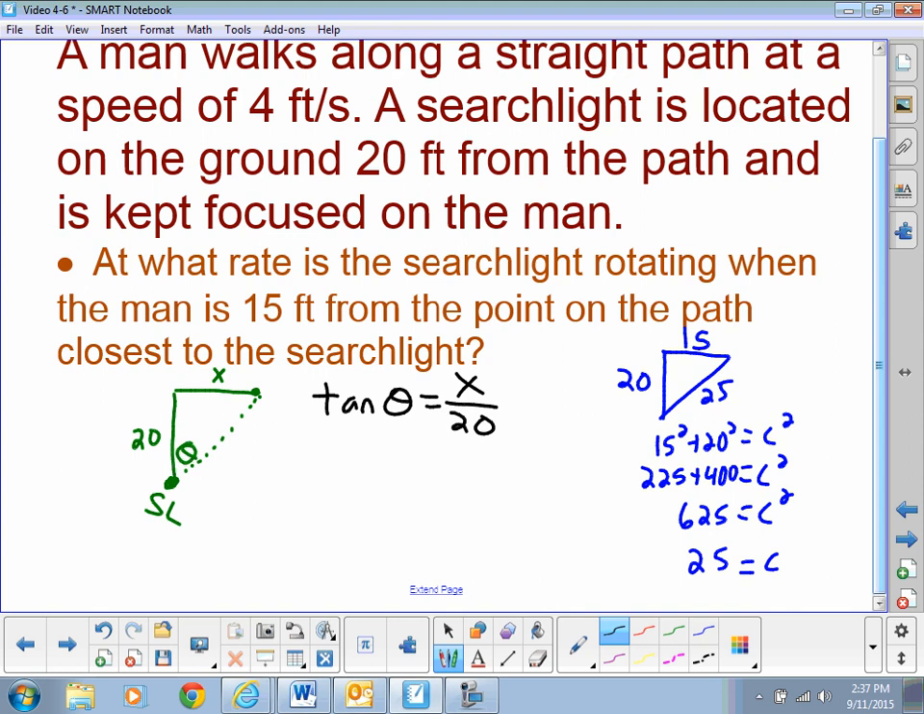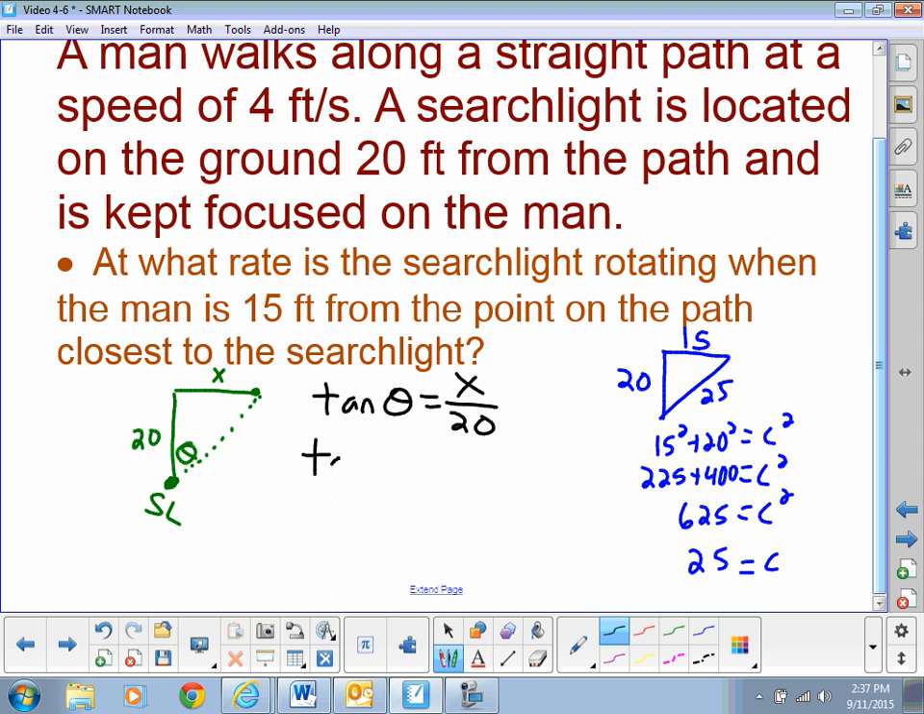Now we could put 20 in ahead of time because 20 is never changing. The searchlight is staying 20 feet away from the path. However, the man's distance is changing, the x, so we can't put that in ahead of time, and the angle that the light is rotating at is also changing. So those can't go in before the derivative.